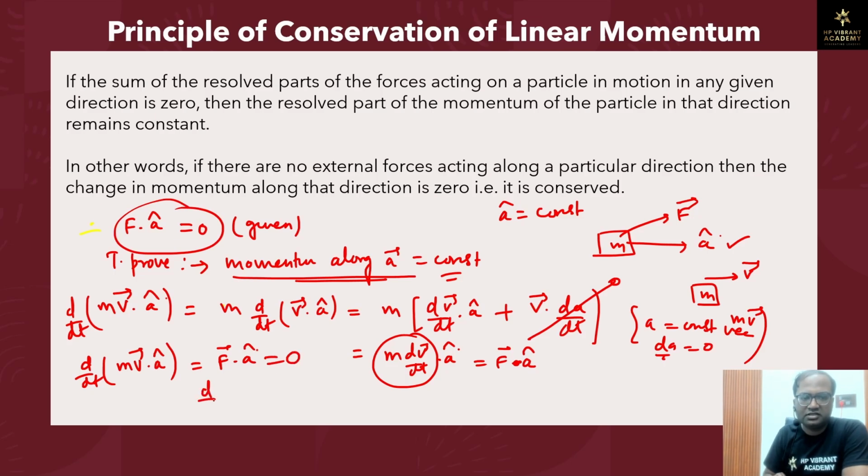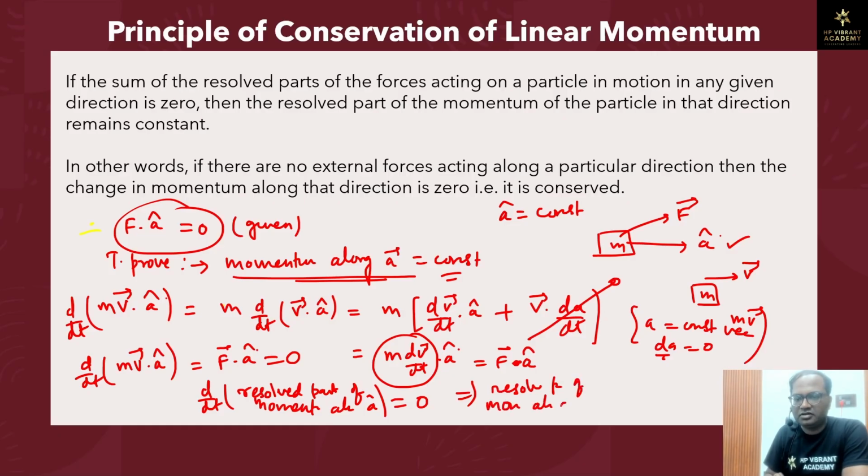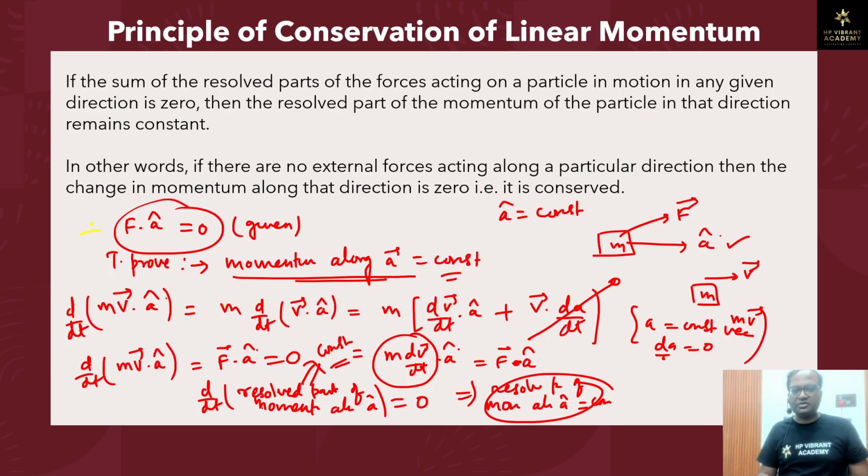Hence we can say that d upon dt of the resolved part of momentum along a vector is equal to 0. Is it understood? This means the resolved part of momentum along a cap is equal to constant. Differentiation of something is 0, which means this particular term will be constant. So this is the proof of the principle of conservation of linear momentum.